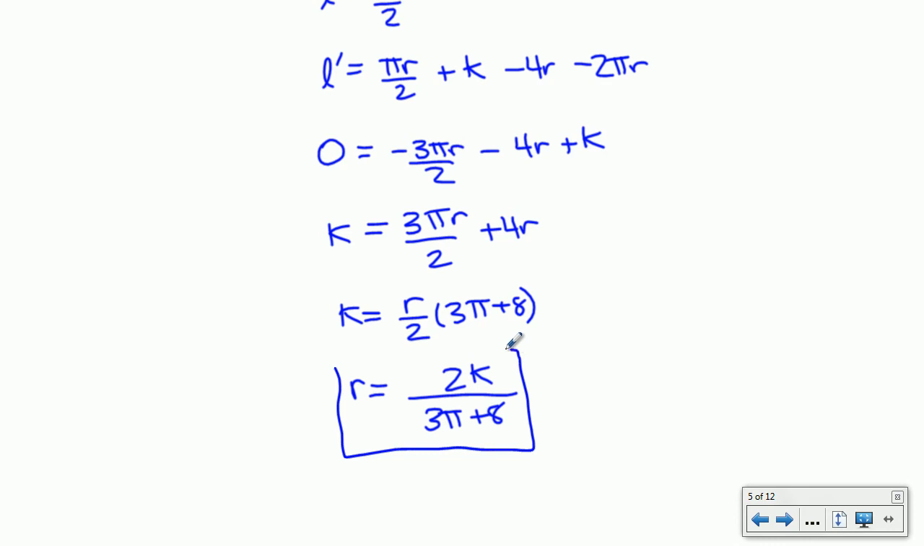So that is the radius of the window that would allow the maximum amount of light to get through. And you should probably check that the second derivative is going to be negative at this value on this interval to ensure that it is indeed a max.